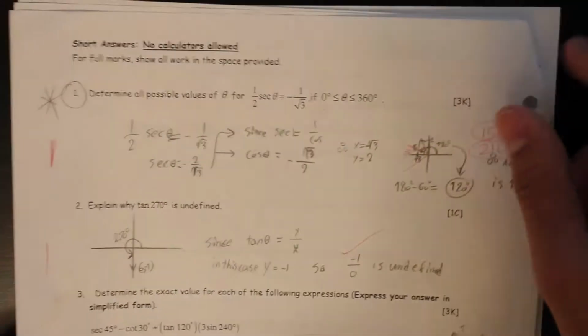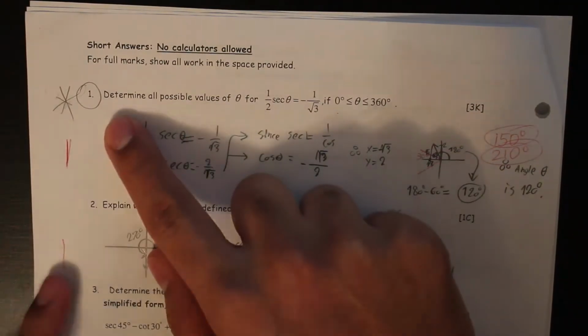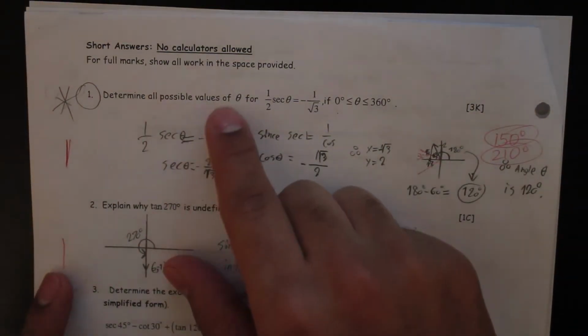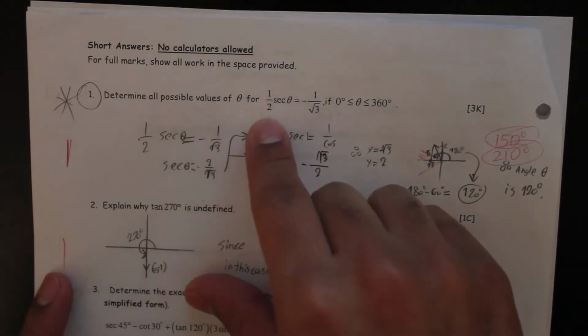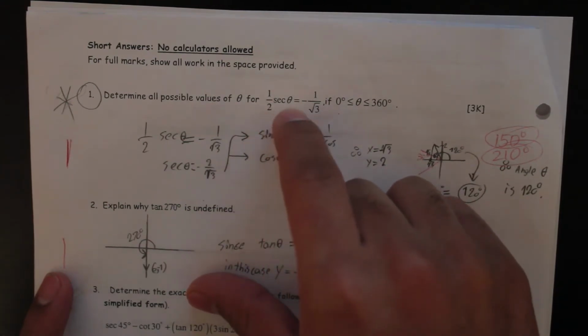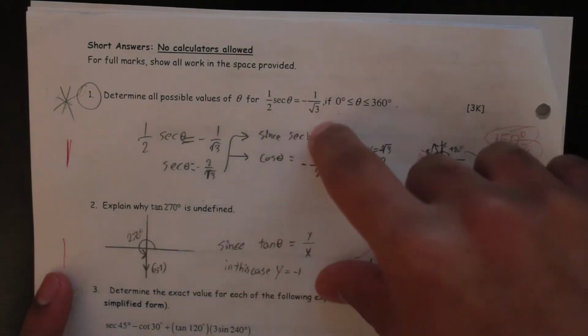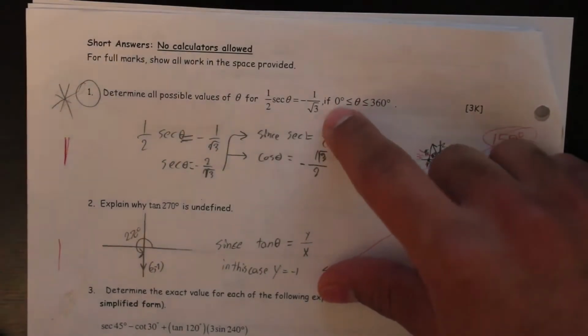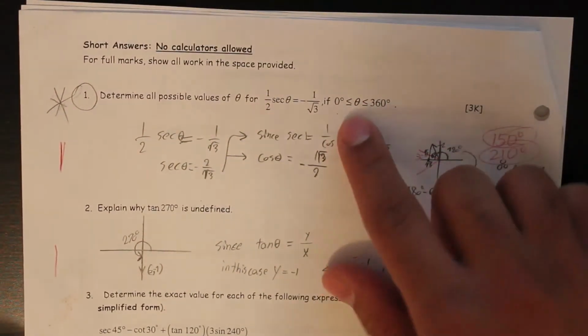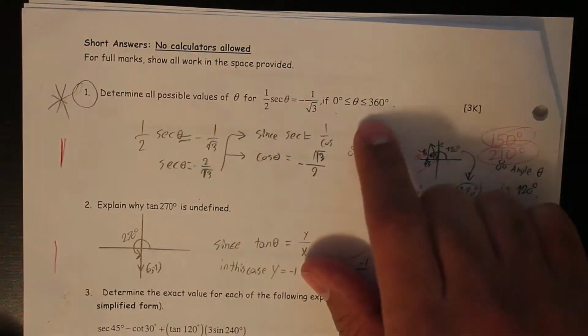So, the first question we have over here says, determine all possible values of theta for 1 over 2 secant theta equals 1 over square root of 3 secant theta, if theta is more than or equal to 0 and less than or equal to 360. Now this is a fairly easy question, but the real trick here is that it has multiple answers, right?